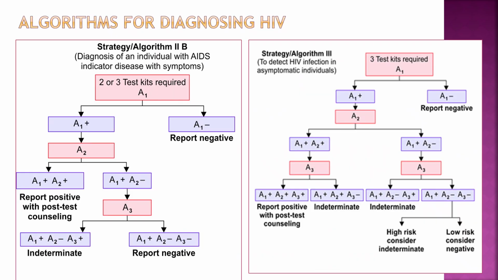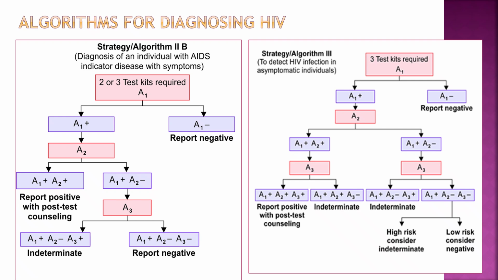Strategy 2B for diagnosis of an individual with AIDS indicator disease with symptoms. So 2 or 3 test kits required. If A1 negative, report negative. If A1 positive, then second kit, that is A2. A1, A2 positive, report positive with post-test counseling. If A1 positive, A2 negative, then third kit, that is A3. If A1 positive, A2 negative, and A3 positive, indeterminate. And if A1 positive, A2 negative, A3 negative, report negative.